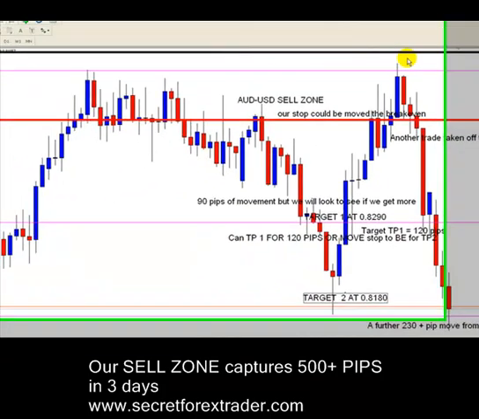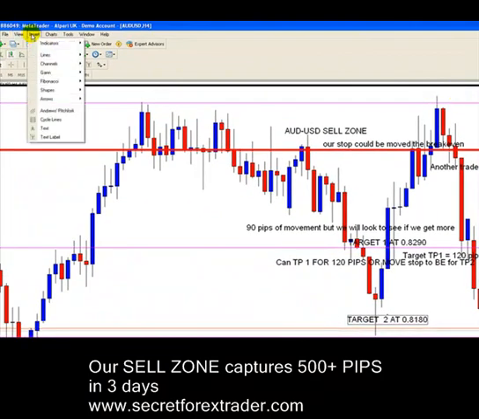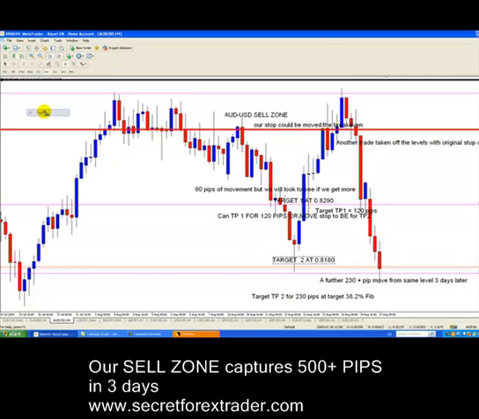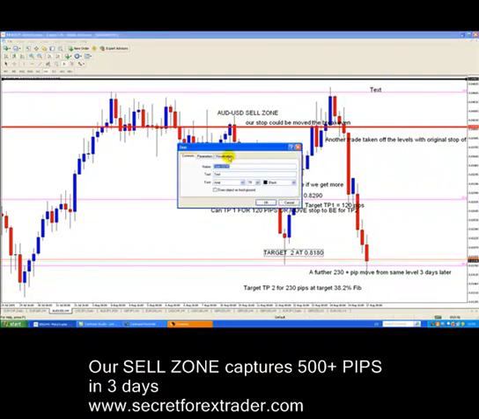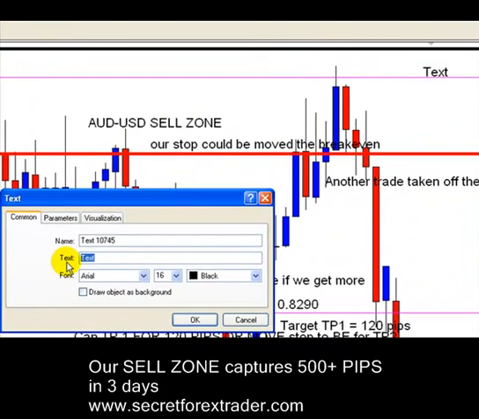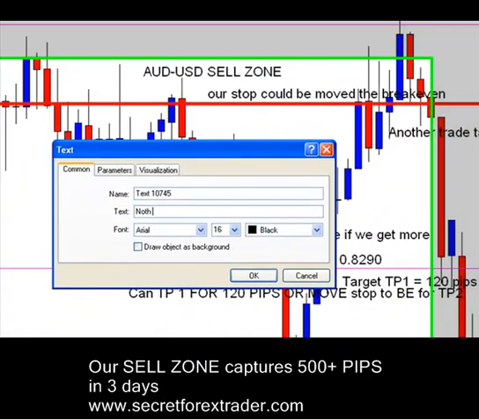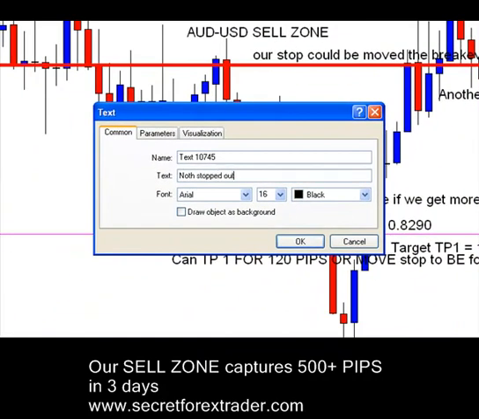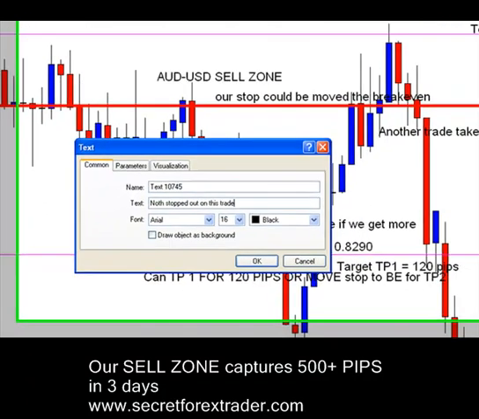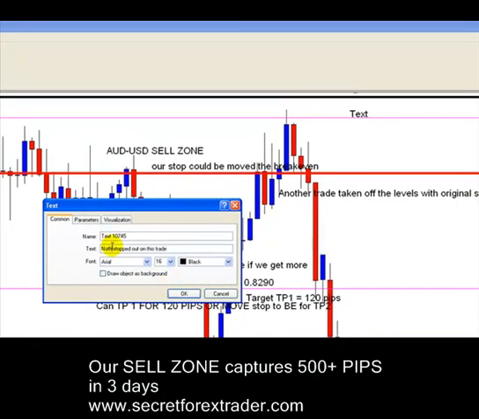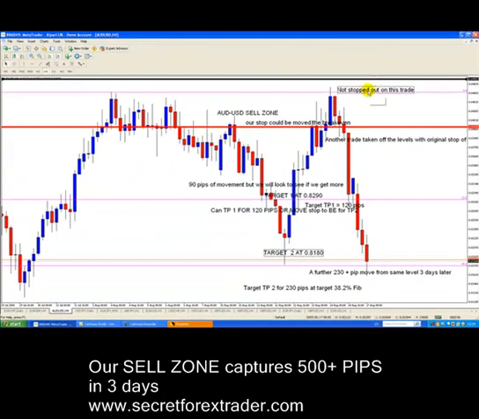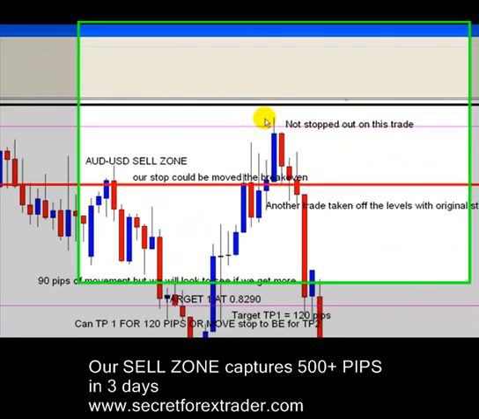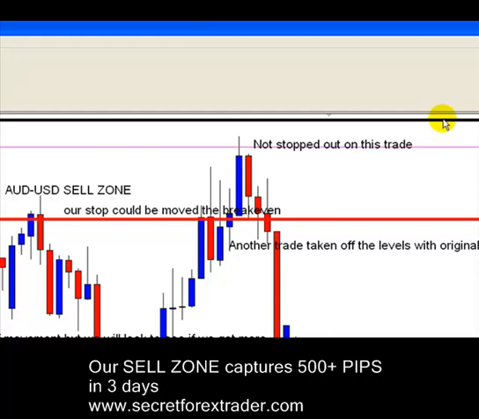Yeah, it's offered more than 500 pips in profit, and this is over 3 to 4 days altogether. We've never been stopped out in this trade, and remember that once we're in profit, and the profit is equivalent to the size of the stop, then simply move your stop to break even, and then you're trading for free, and the market will give you what it wants to give you.